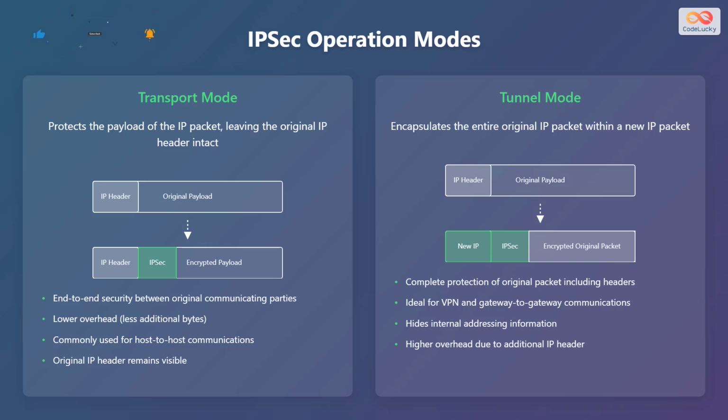In tunnel mode, the entire original IP packet is encapsulated within a new IP packet. This mode provides complete protection of the original packet, including its headers. It is ideal for virtual private networks, or VPNs, and gateway-to-gateway communications, as it hides internal addressing information. However, it has higher overhead due to the additional IP header.